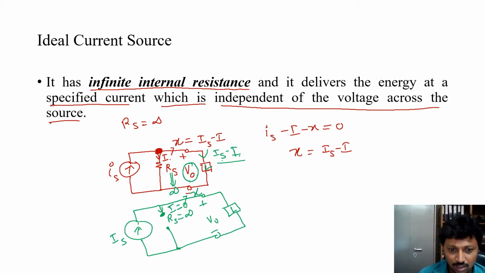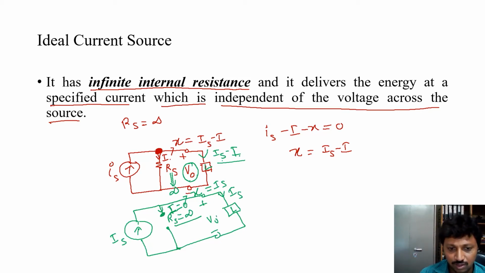Here I is equal to 0, because Rs is equal to infinity. This is infinite resistance, so current I is equal to 0. Current will not pass through this conductor, because it has infinite resistance. So here X is equal to Is. This Is passes through the load, so the load draws the current. The current drawn by the load is a constant, which is independent of the voltage across the source.